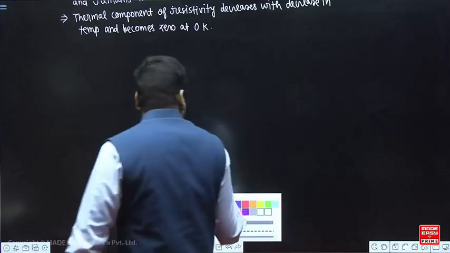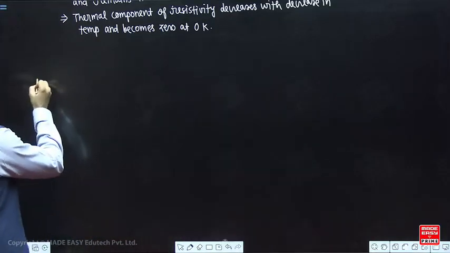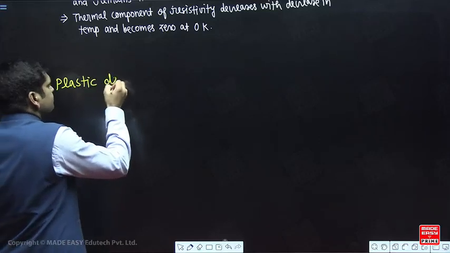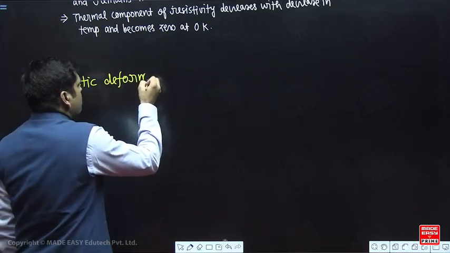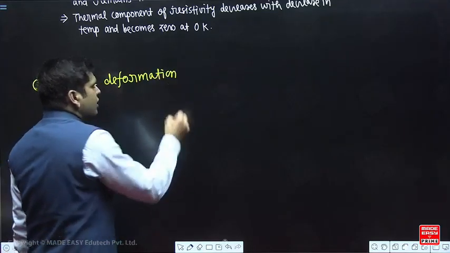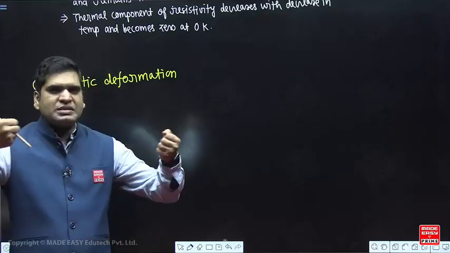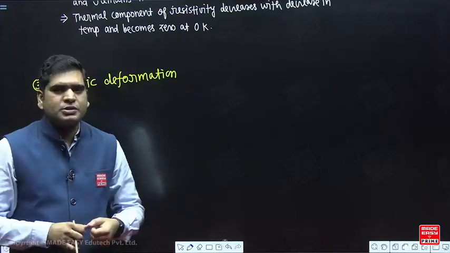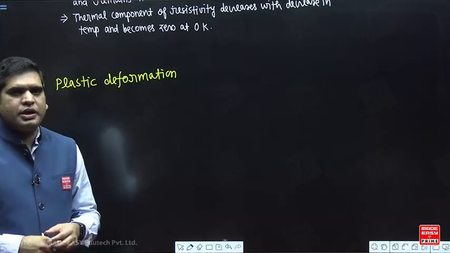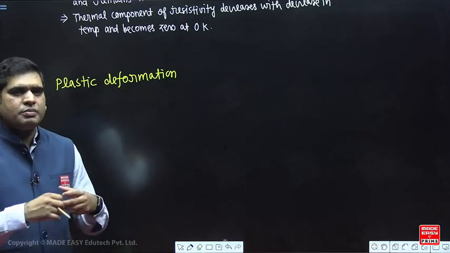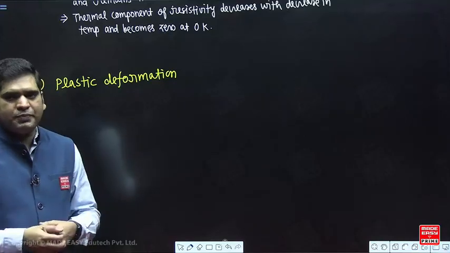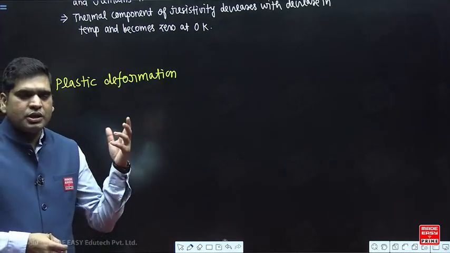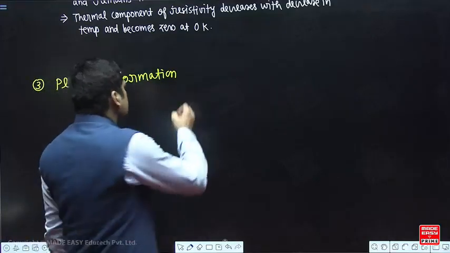Third factor. The third factor is plastic deformation. Means we are wanting to change the shape of the material. Suppose we have a copper piece and we are wanting to make wire out of this. So we will apply certain force, and if we are applying certain force, then atoms will get dislocated. So whenever atoms are getting dislocated, then the material will have certain defect, and those defects will scatter electrons, mobility will come down, conductivity will come down, resistivity will increase.